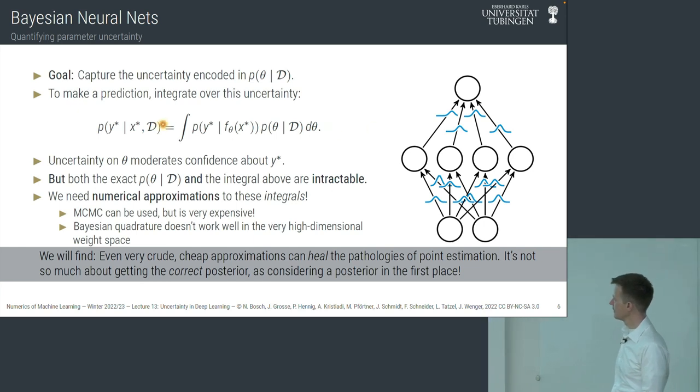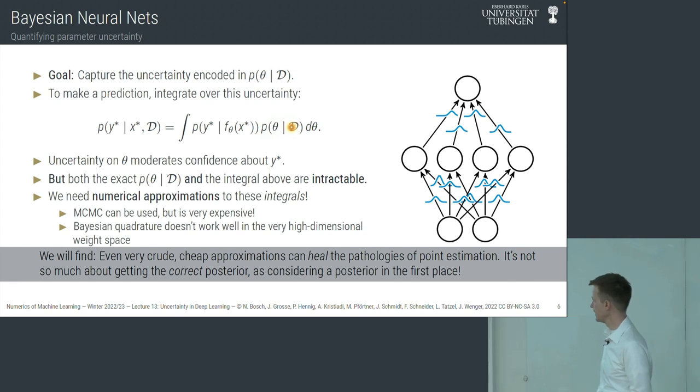Then, the typical setting is we're getting a new input, x star, at which we have to make a prediction. And then we want to know the class label, y star. So for that, we have to integrate out our uncertainty over the weights, a marginal.